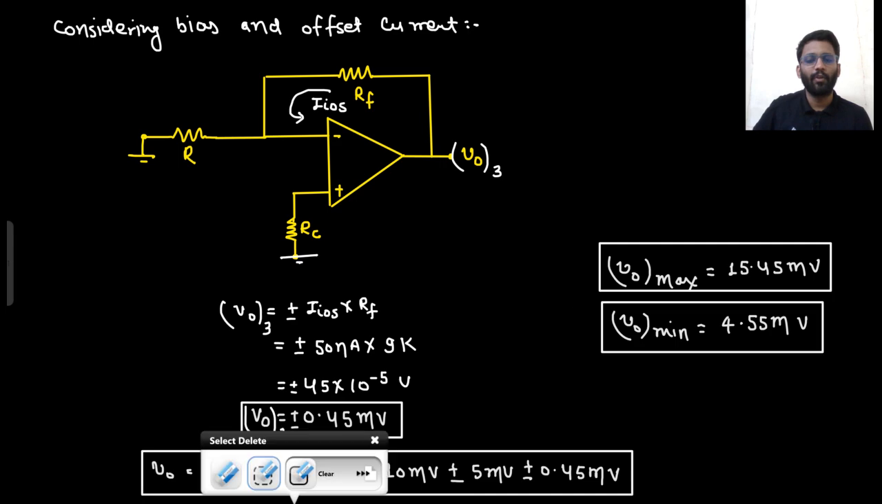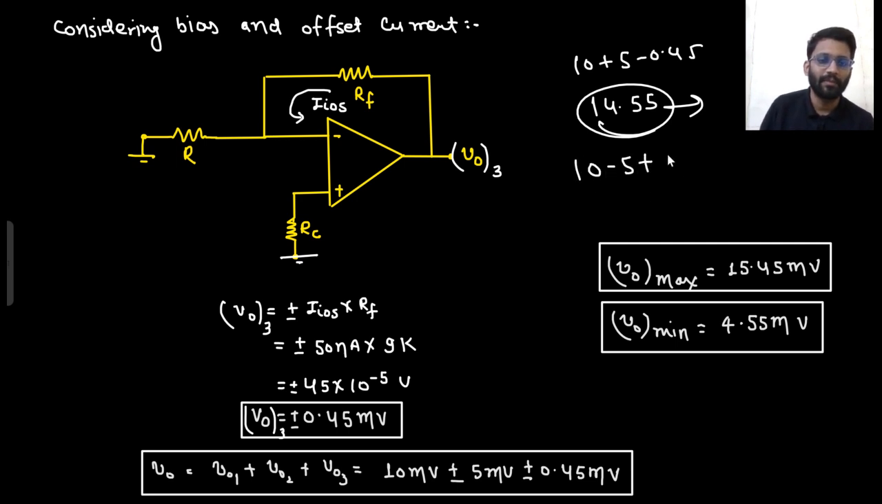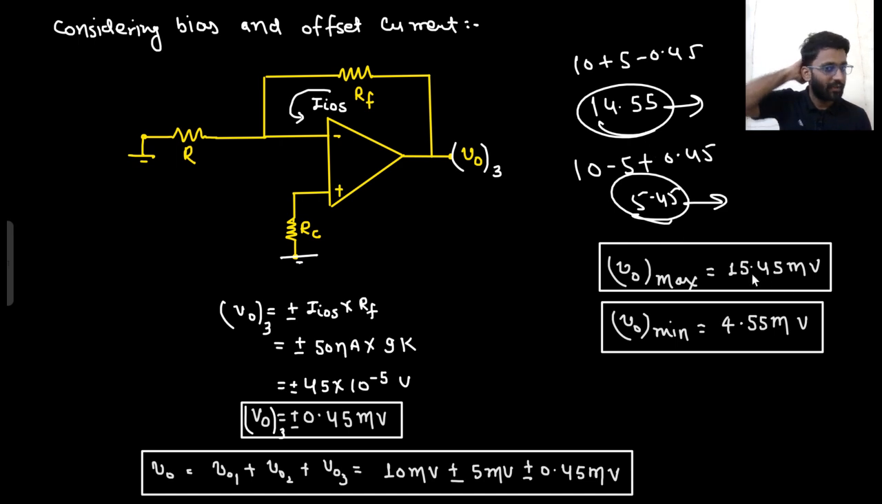Now in between also there can be two more values. What values they will be? 10 plus 5 minus 0.45. So what it will be? 14.55, right? This is one of the values, and one more value can be there, 10 minus 5 plus 0.45, because you don't know the sign. Plus plus, plus minus, minus plus, minus minus, any sign can be there. So these two values also you will get, 5.45. So typically one of the output values you will get, either it will be 15.45 or 4.55 or 5.45 or 14.55. You don't know the direction, because in the circuit they did not show any direction. They just gave the data from the spec sheet only.